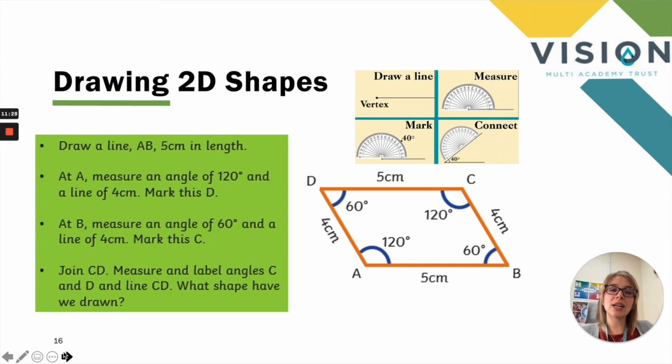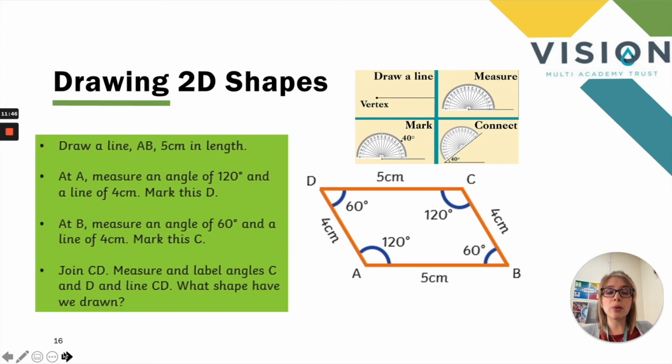So let's look at drawing 2D shapes. First of all, our 2D shapes may be a little bit more complicated than they were in previous year groups, and we need to remember how to use a protractor to draw angles, because when we're given our angles, we need to make sure they're drawn accurately.